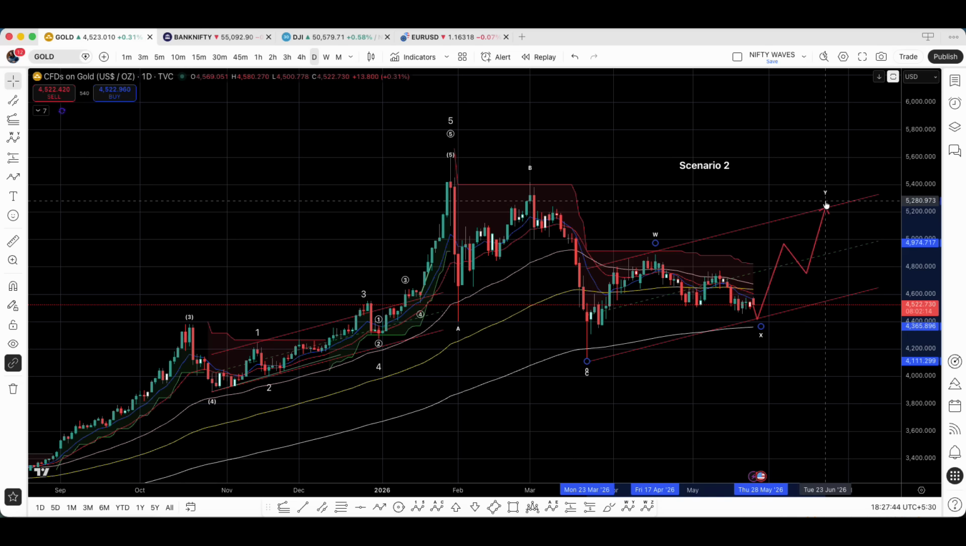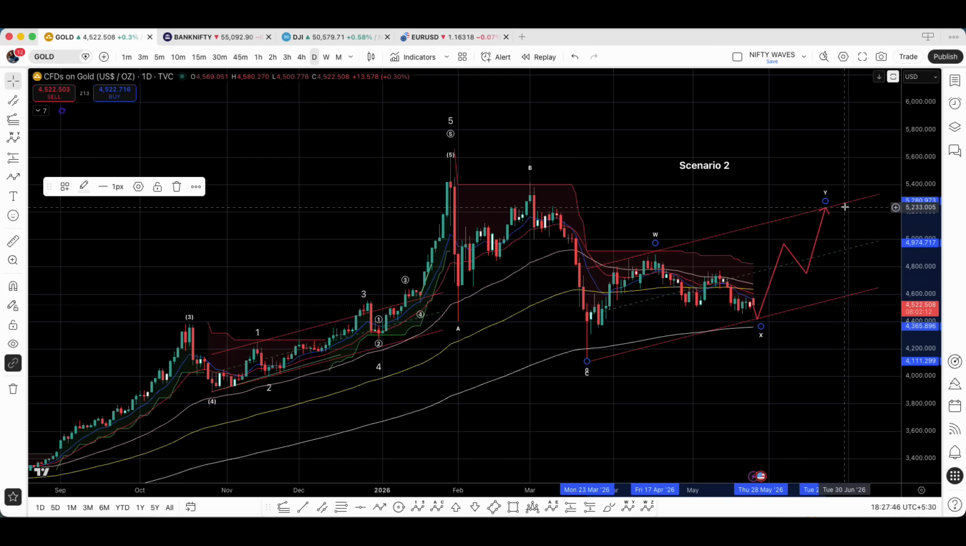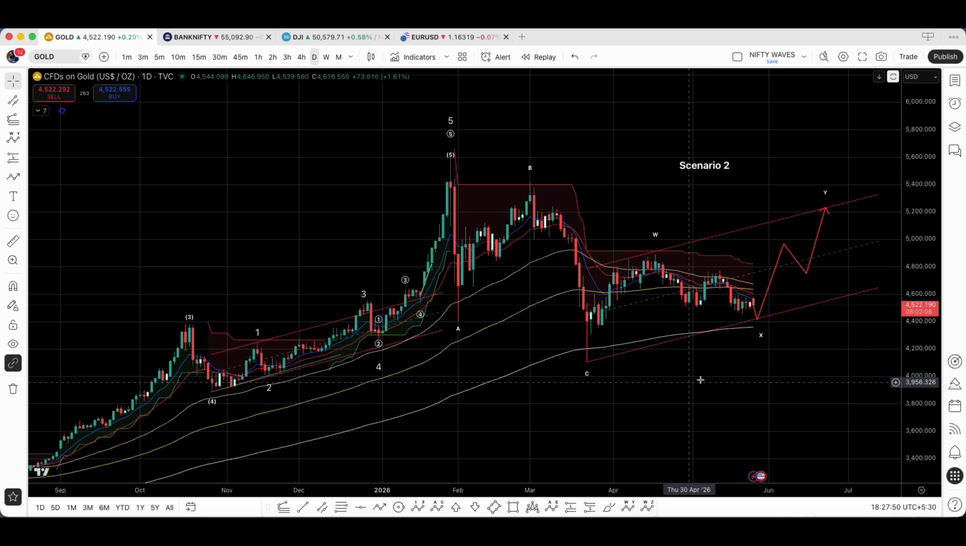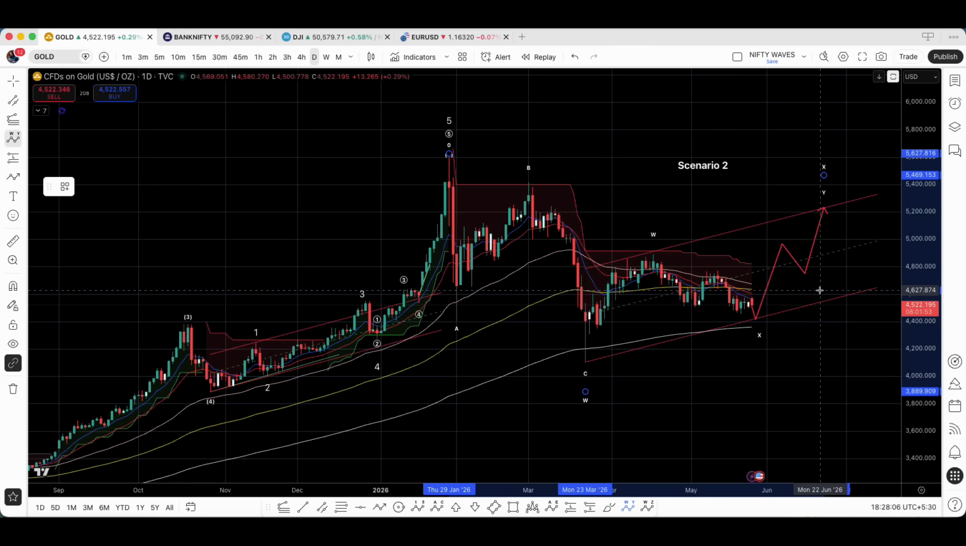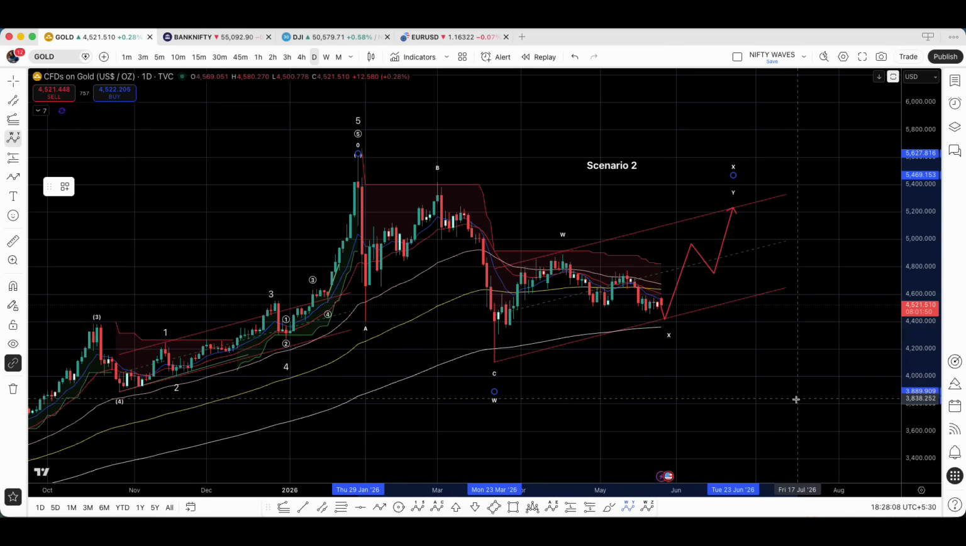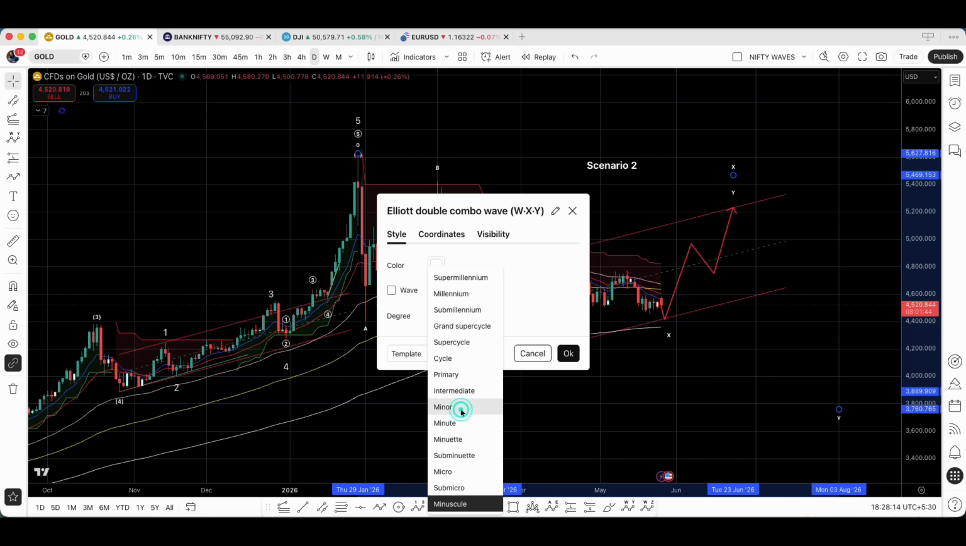Now, this move here is the pullback that we're expecting, the up move that we're expecting in this scenario. And what this up move would do is simply complete wave X on a larger degree. So don't mind if I've got wave W ending here. This would complete wave X before we head down again for a wave Y on a larger degree. So this is the larger cycle.